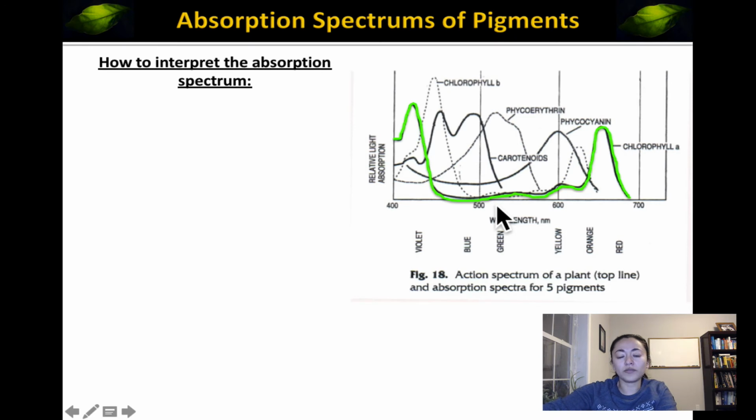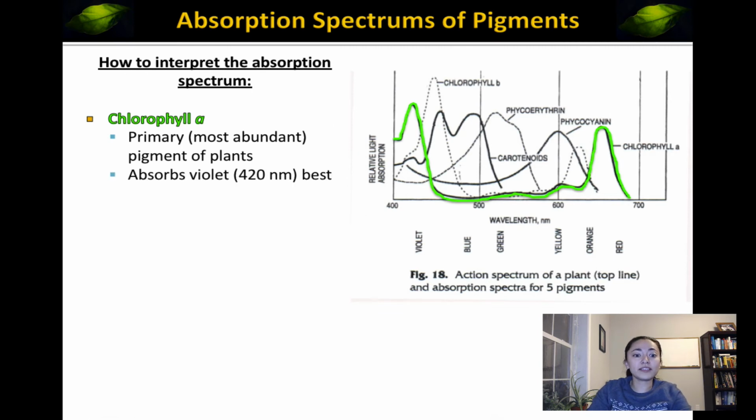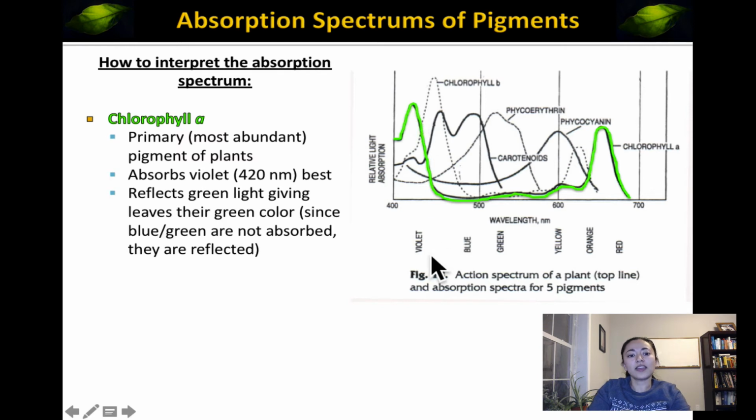So again, this is chlorophyll A's absorption spectrum that you can see here. It's a primary pigment in plants. It absorbs violet light the best, because that's where its peak is. And it reflects green light, giving it its green color.